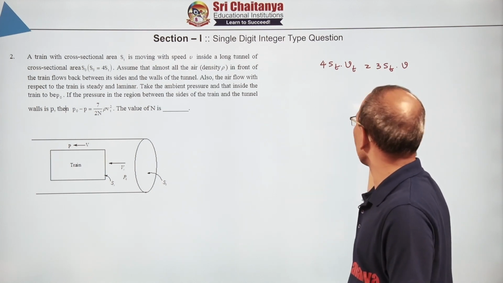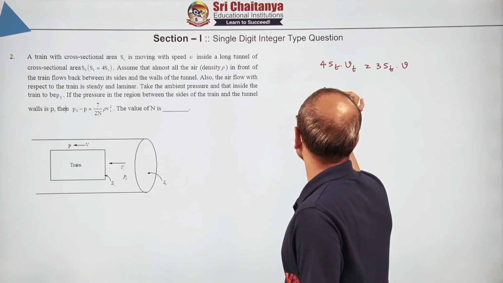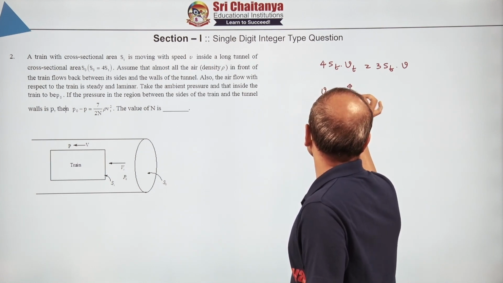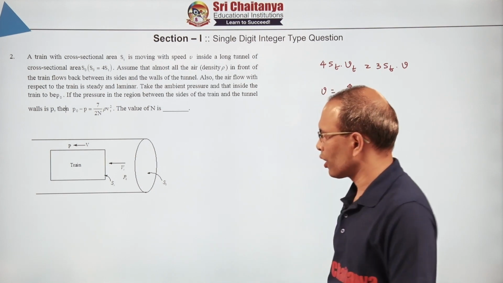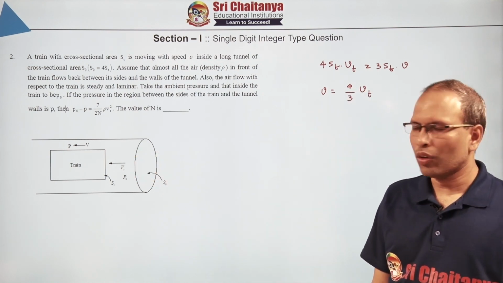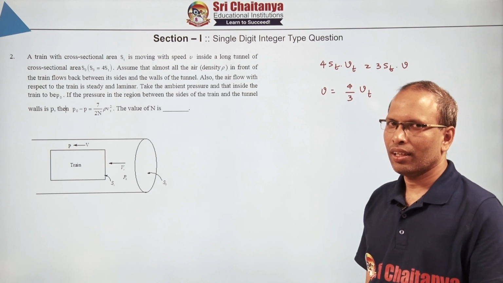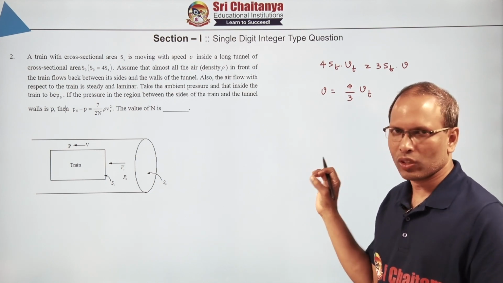Velocity, suppose V, in that case. Then what will velocity V be now? 4 by 3 times Vt. This is the velocity of air in this region now. Now applying Bernoulli's equation on the same horizontal plane, we don't have to worry about the height. So pressure plus half rho V square is constant.